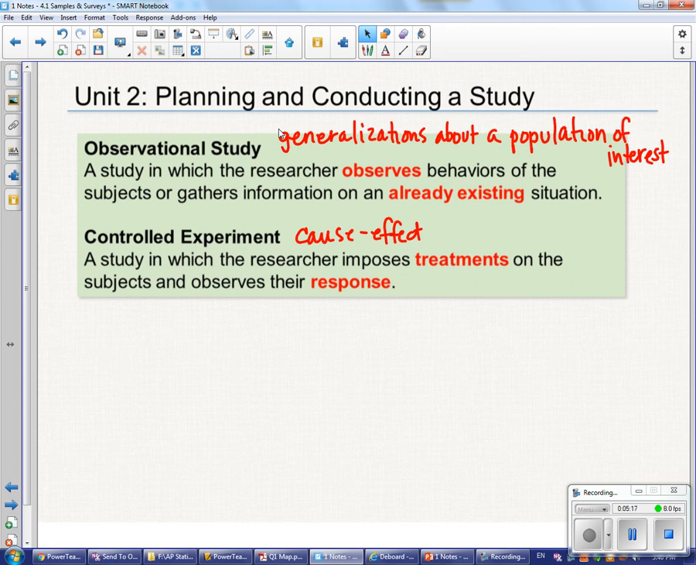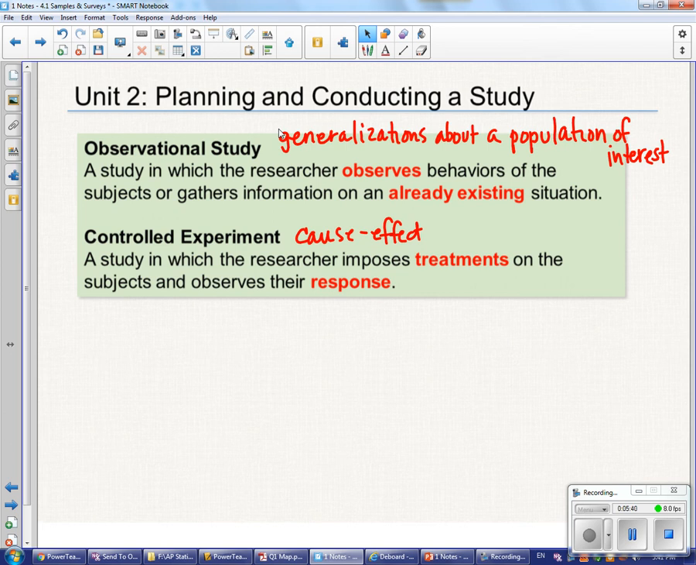So if I wanted to understand the benefit of study sessions for the AP exam, I might break my class into two groups and have half the class not receive extra study sessions and have the other half of my group receive study sessions, and then compare their performance on the exam to see if there's a difference.